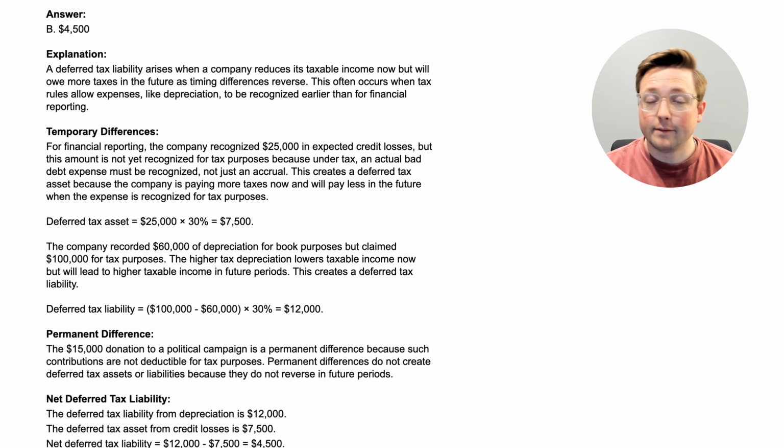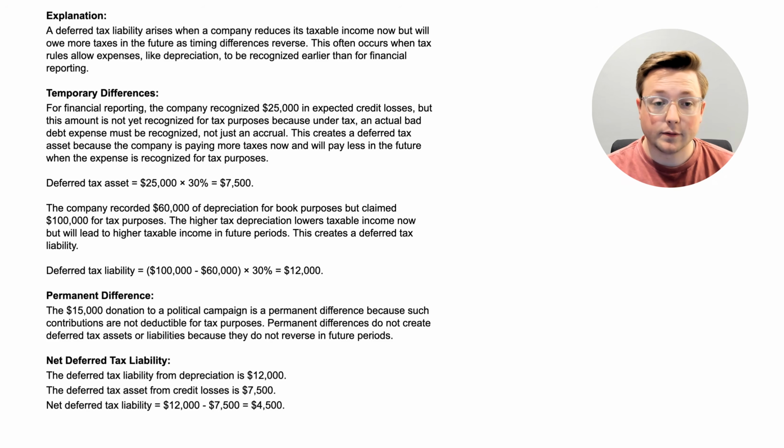The answer is B. $4,500 is the deferred tax liability. Now that's the answer, but we have a pretty big explanation here. This explanation is going to give us a lot of context for the rest of the video. So let's read through all of it, and I'm just going to scroll down a little bit more so we can see everything. Okay, now we can see the full explanation.